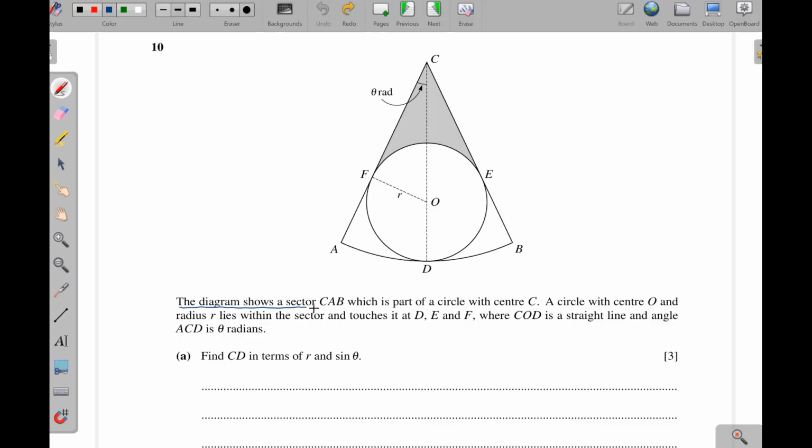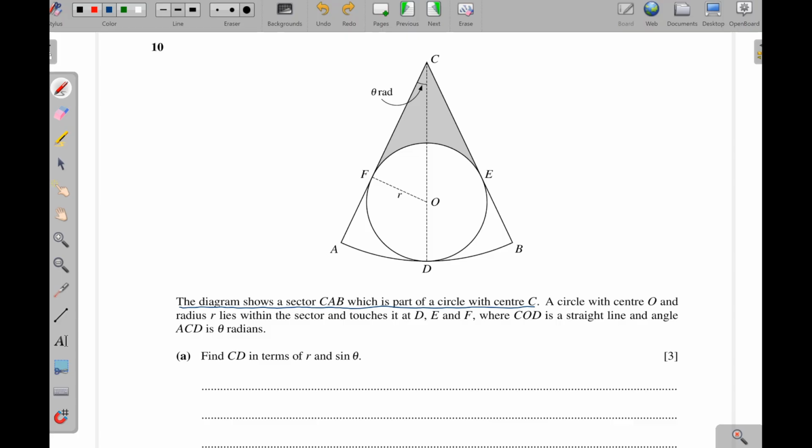The diagram shows a sector CAB, which is part of a circle with center C, a circle with center O and radius R lies within the sector and touches it at D, E, and F, where COD is a straight line and angle ACD is theta in radians. Part A, find CD in terms of R and sine theta. Now what are we going to do here?